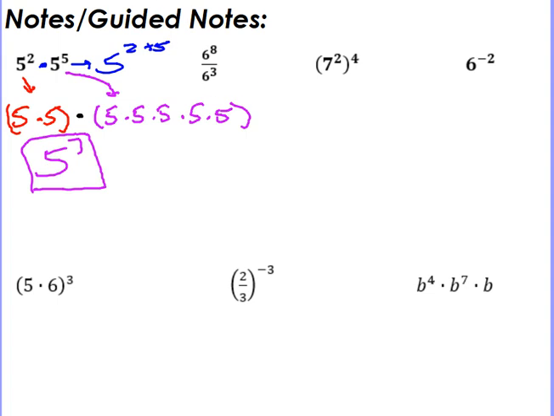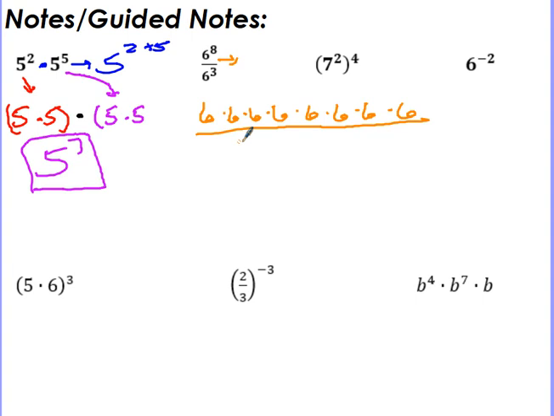Now, same thing for the second one here. So I have 6 to the 8th over 6 to the 3rd. Well, if I were to expand that out, 6 to the 8th, I'll expand over here. That's 6 times 6 times 6, 4, 5, 6, 7, 8. So that's 6 to the 8th. I just wrote out 6 to the 8th power because that's 6 times itself 8 times. And then on the bottom, in the denominator, 6 times 6 times 6. That's 6 to the 3rd power.